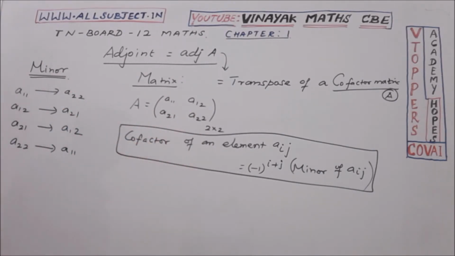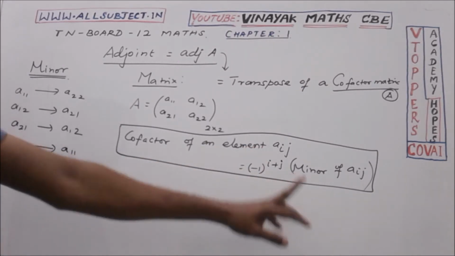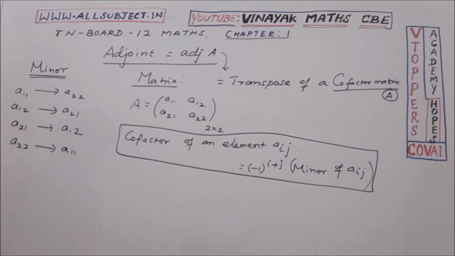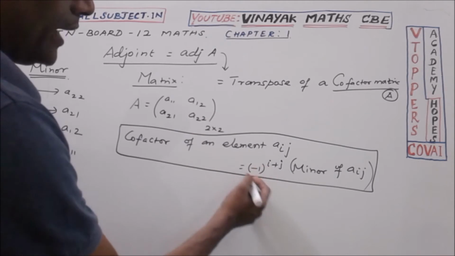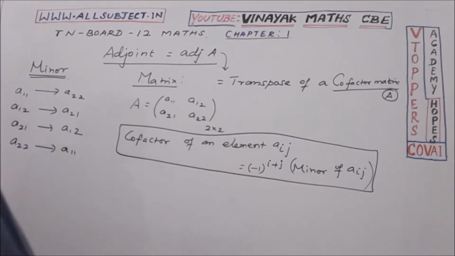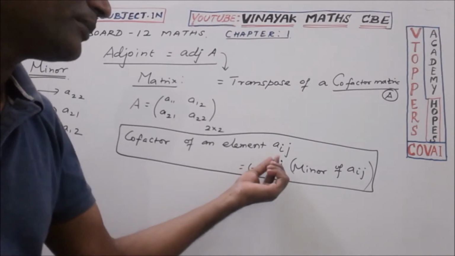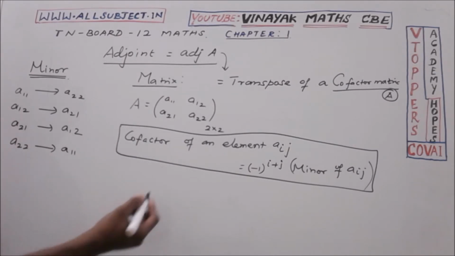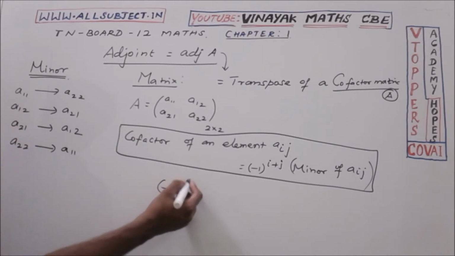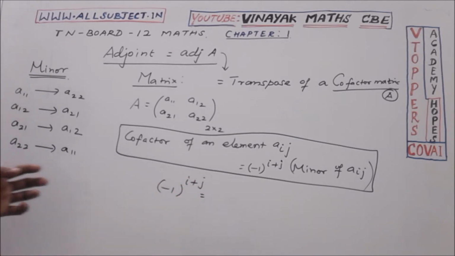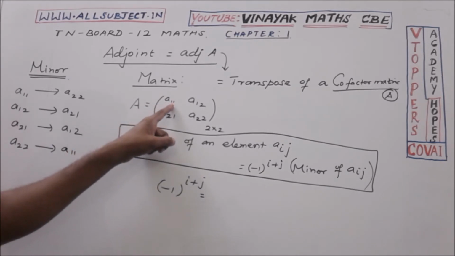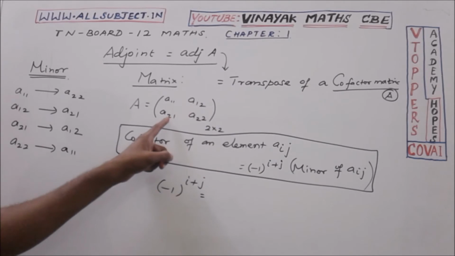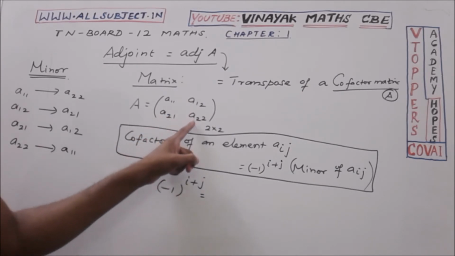Right. Cofactor of an element Aij is nothing but minus 1 power i plus j into the minor of Aij. So we have calculated all the minors here. Then when we enter into the cofactor, minus 1 power i plus j is multiplied with the minor of Aij. The value of minus 1 power i plus j is multiplied with every minor. Then we will get the cofactor value. Just listen carefully here. We have all the entries from the matrix. So this represents row 1, column 1. This represents row 1, column 2. This represents row 2, column 1. This represents row 2, column 2.